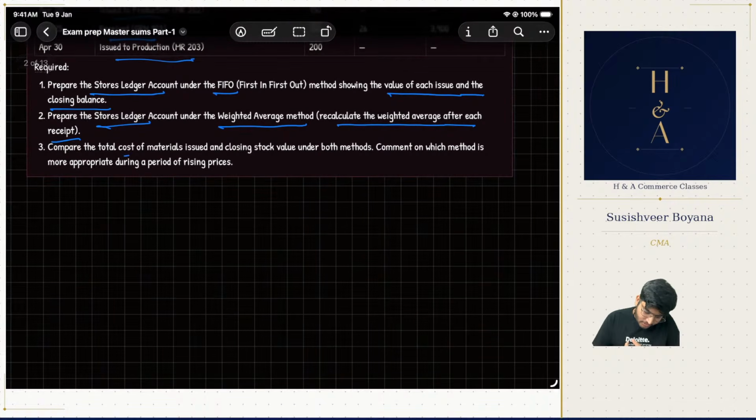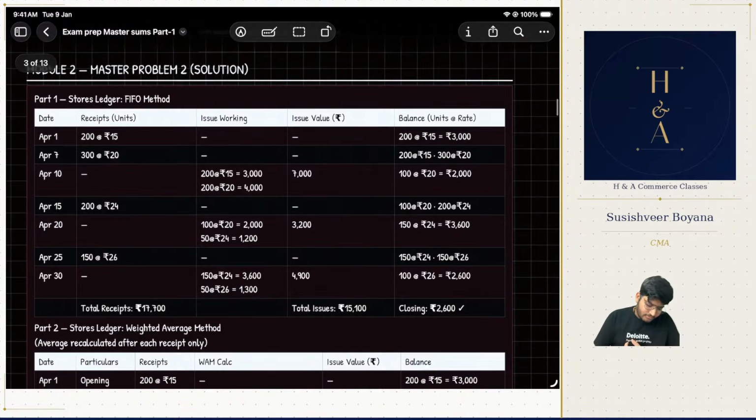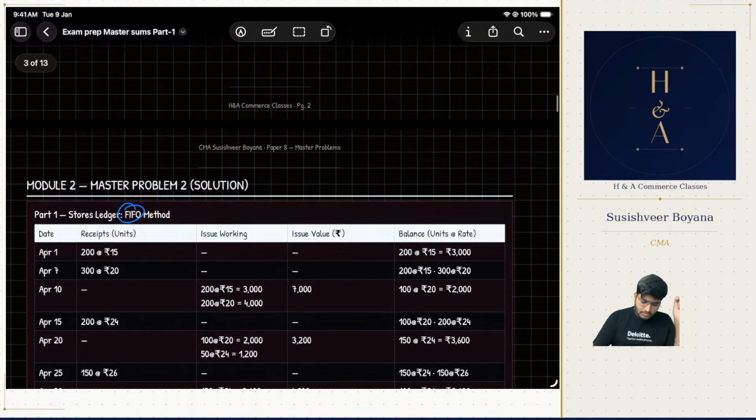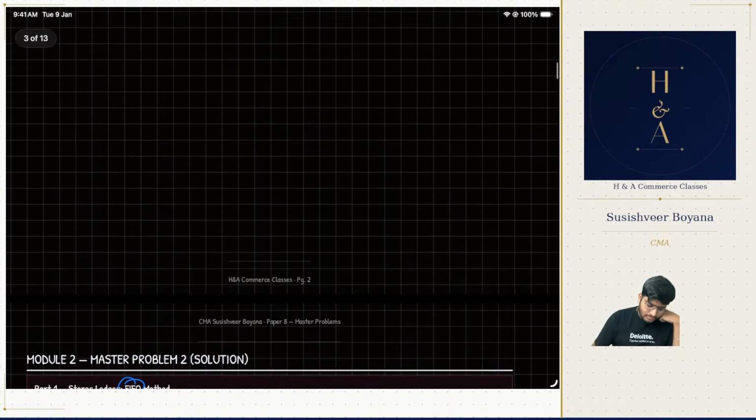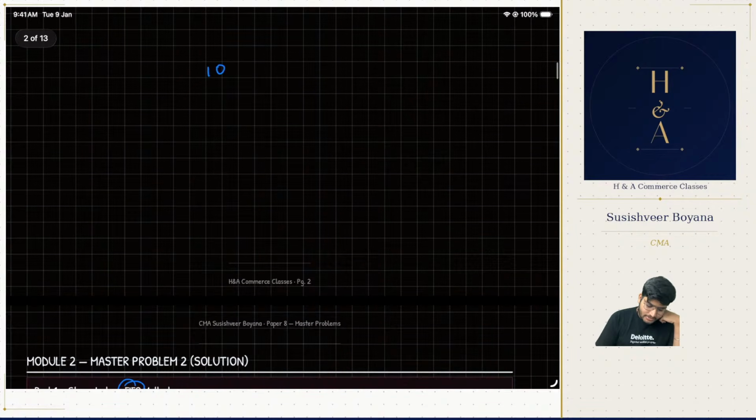Compare the total cost of material issued and closing stock value under both methods. So FIFO, very simple. First in, first out. For example, I am buying at different prices: 100, 110, 120, 115. And every single time, I'm only going to purchase 100 as my quantity.